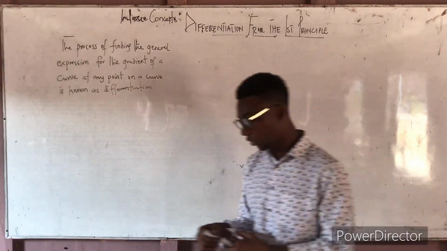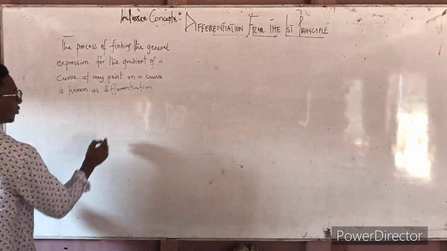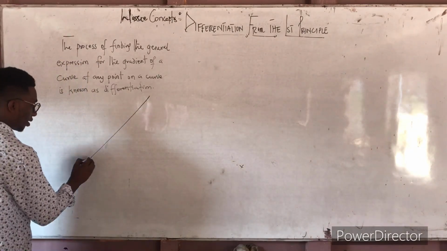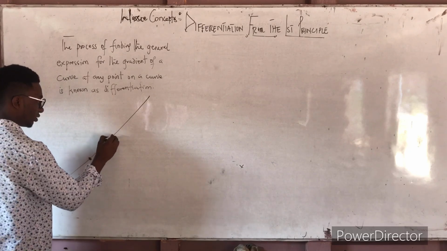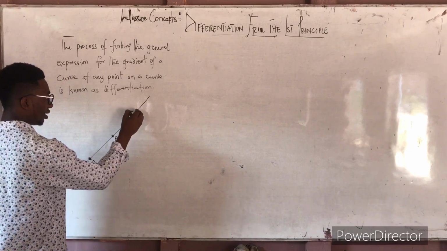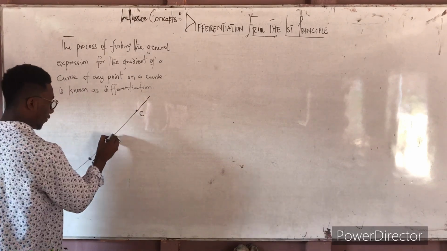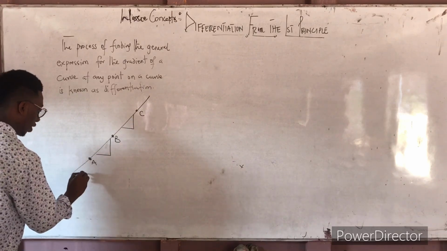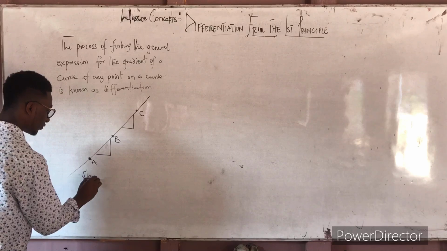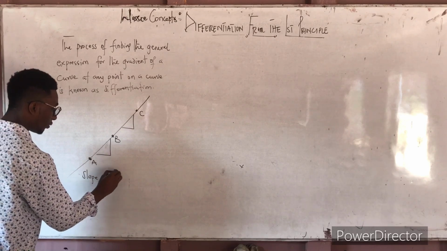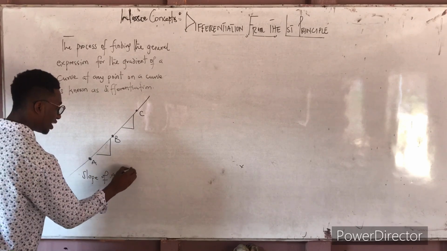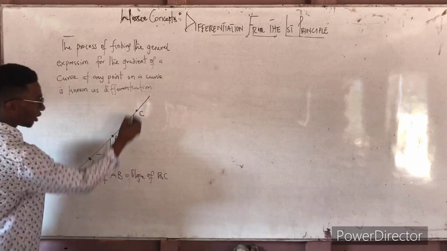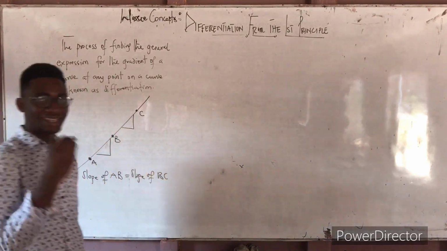Differentiation. So what we are trying to say here is that with the equation of a straight line, anytime you have a straight line and you have points, let's say A, let's say B, and let's say here is C. If you find the slope, the slope or the gradient of the length AB will be the same as the slope of the length BC because it is a straight line.